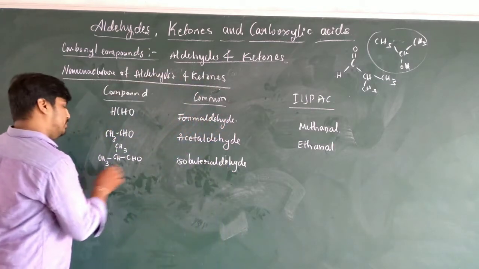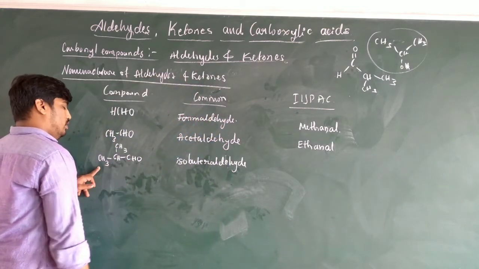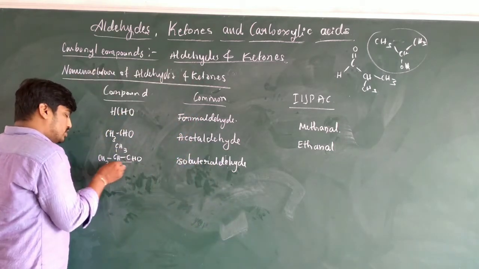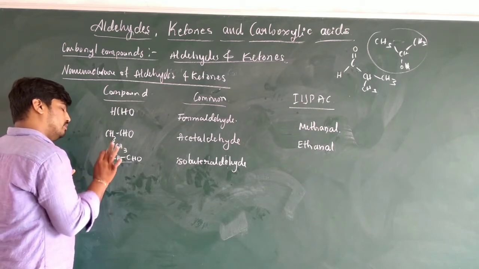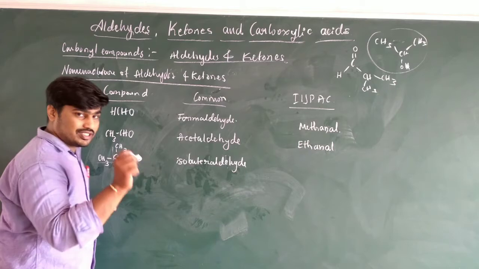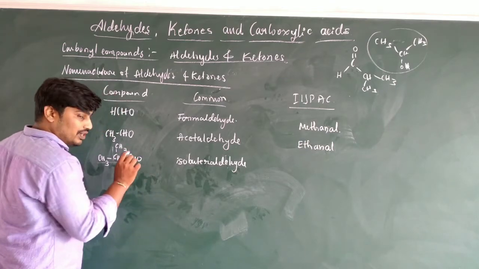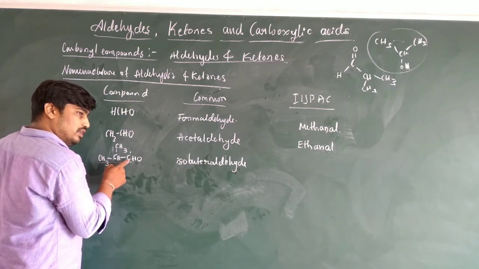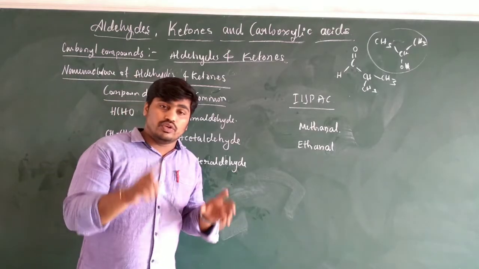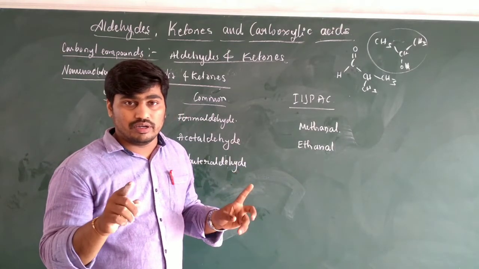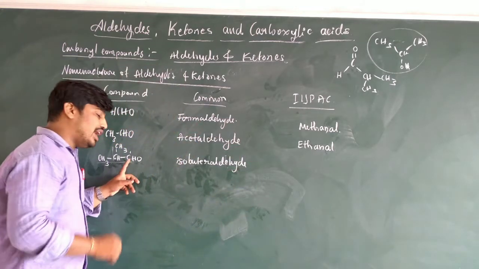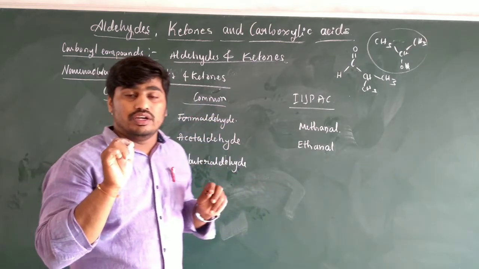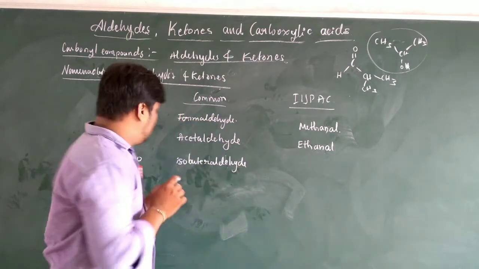What is the IUPAC name? How to give the number? First select the long chain. This chain is longer, this one is also, both are correct. And numbering: the number should start from the carbon containing the functional group. It is 1. It should get the least number. Please remember, in case of aldehyde, the aldehyde carbon, the functional group carbon, is also considered during the numbering.